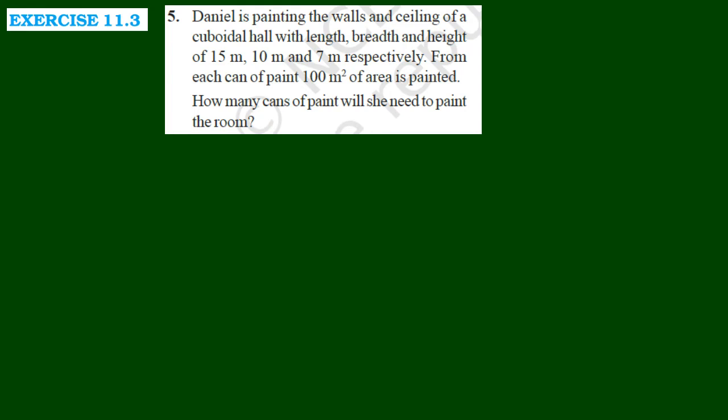Now question number 5. Daniel is painting the walls and ceiling of a cuboidal hall with length, breadth and height 15 meter, 10 meter and 7 meter respectively. From each can of paint, 100 meters square of area is painted. How many cans of paint will she need to paint the room? So first we need to find how much area to be painted. So here we have to paint the 4 walls and the ceiling.